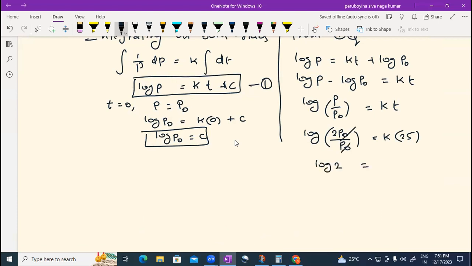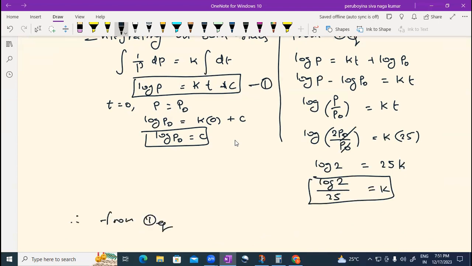Log 2 is equal to 25k. That means log 2 divided by 25 is equal to k. So we got one more value, the k value. Therefore, finally, you can create all values, the C value and the k value also.